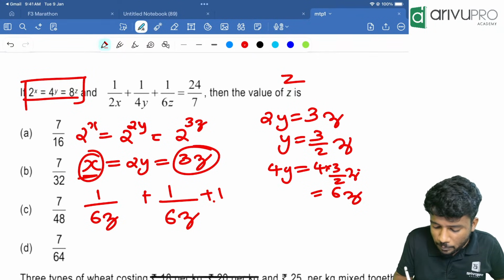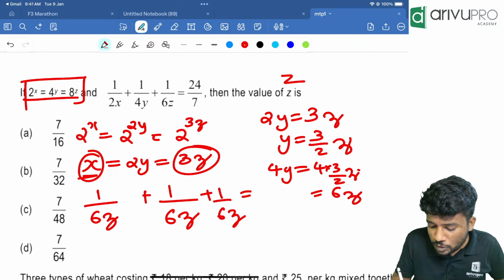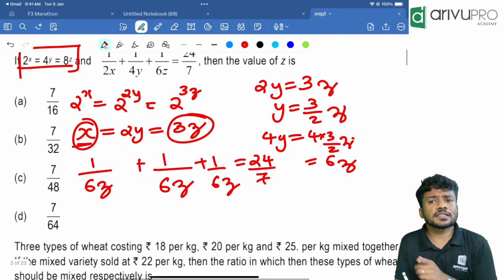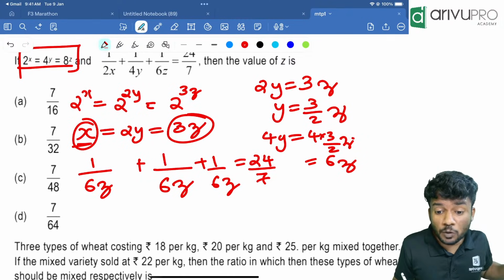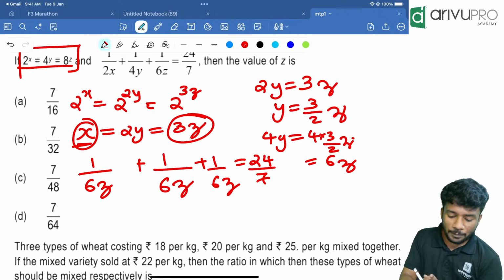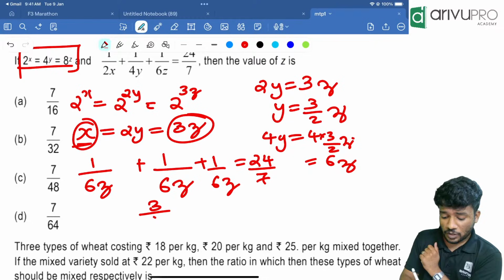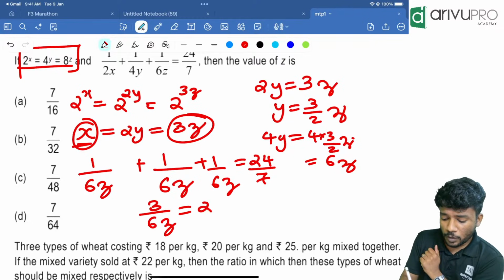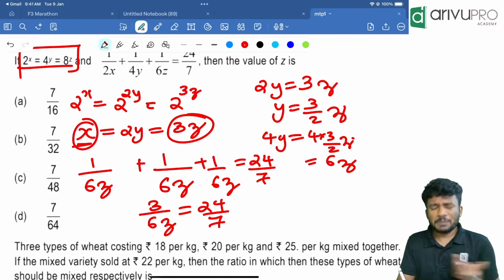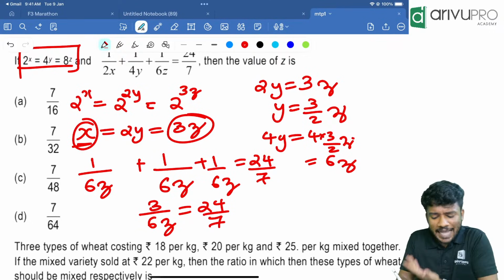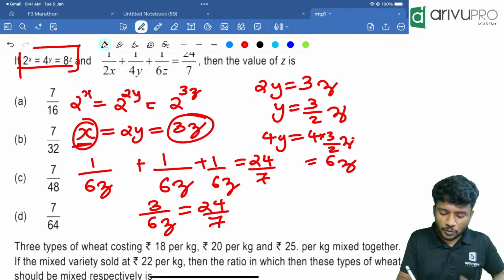Plus 1 by 6z is equal to 24 divided by 7 people. Now, denominators are the same throughout. We need to add everything. 1 by 6z plus 1 by 6z plus 1 by 6z is how much now? 3 by 6z is equal to 24 by 7 people. Cross multiply and get me the answer for z. One of the easiest questions.